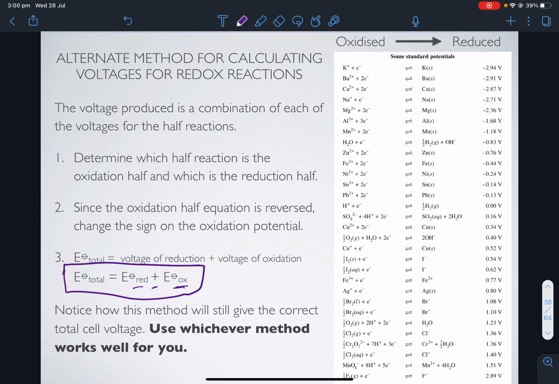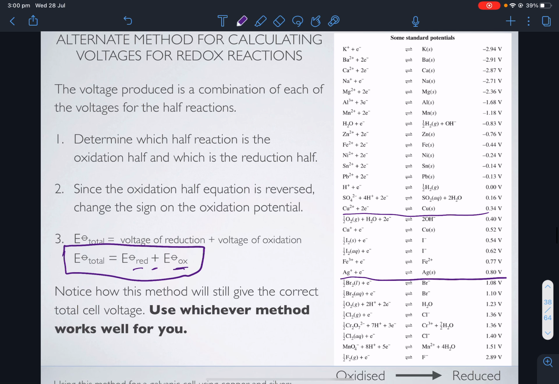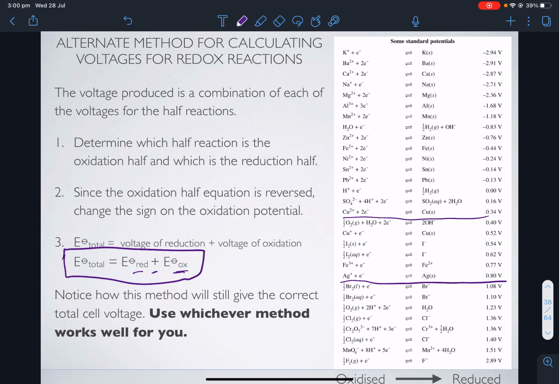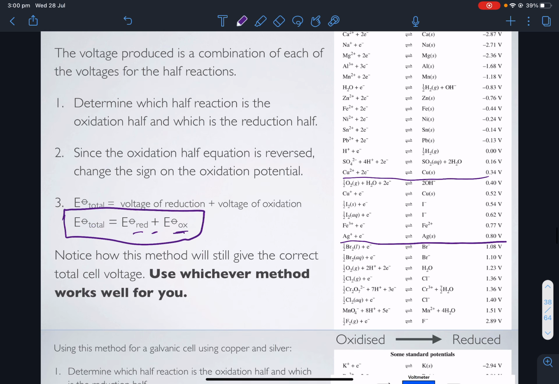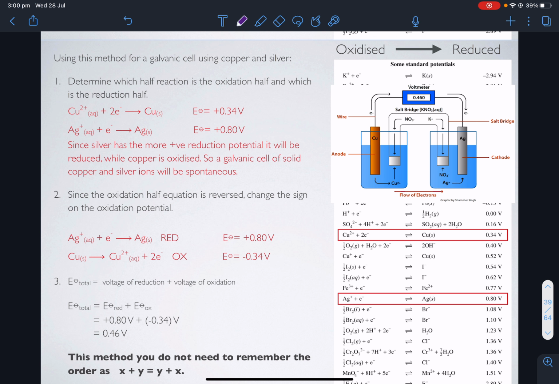The alternate method is to find your reduction half. Say you've got silver. We usually do silver with copper, don't we? So let's highlight them both. I think I might do this on the next slide though. Oh yeah, I do. So it's using this positive one and adding to them. Now you can use whichever method, they're mathematically reliable, but some people find this easier. So it's plus instead. Let's talk through an example because you'll see what I mean.